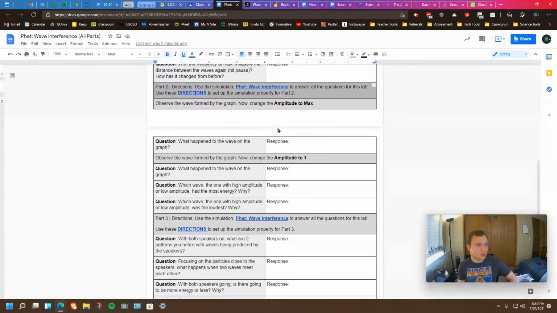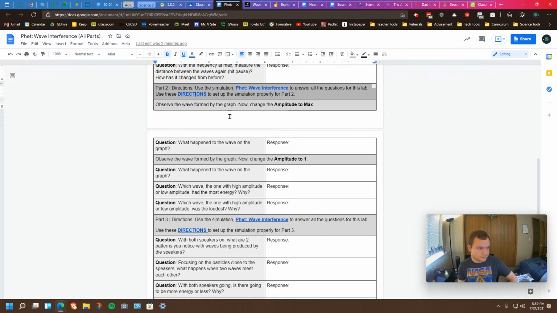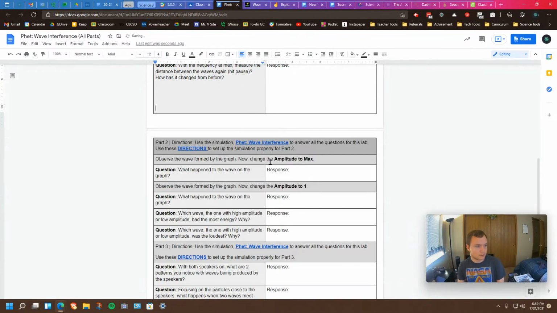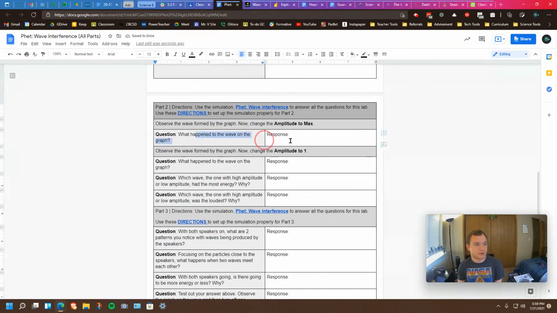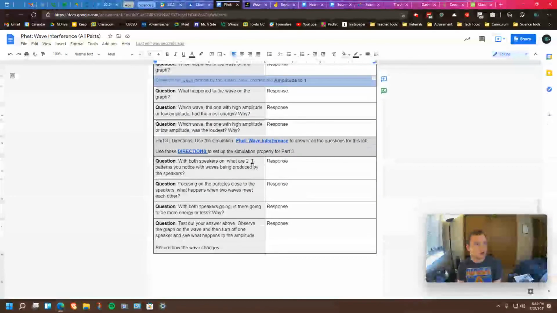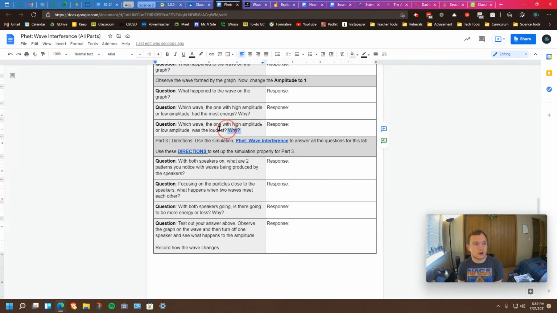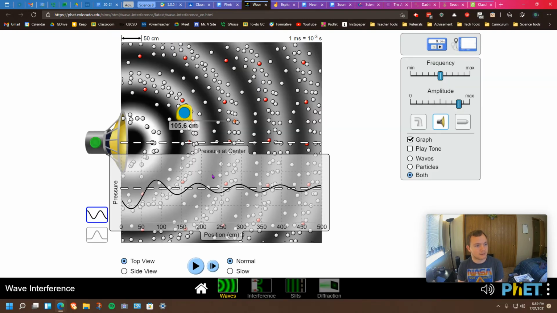Okay. In part 2, now you're mainly looking at the graph here. I'm going to change this. There. You're talking about what's happening to the wave on the graph when the amplitude is at max versus when it's at 1. And you're trying to relate some of the changes to the energy and how loud it is. And really, you're focusing on the graph here, where it says this graph that you see, not necessarily the picture behind it, to see that trend.